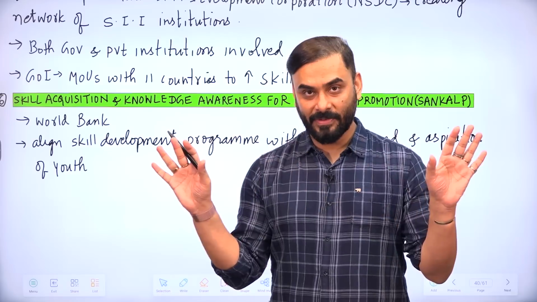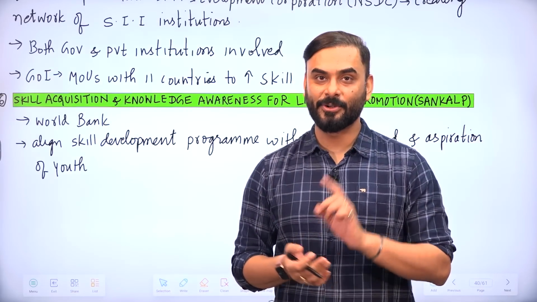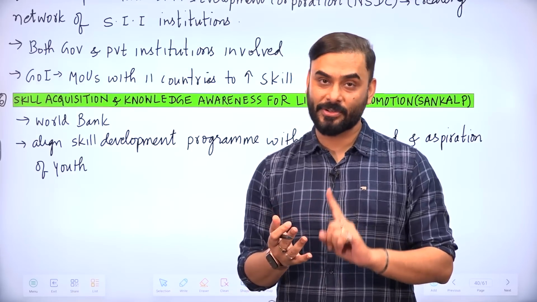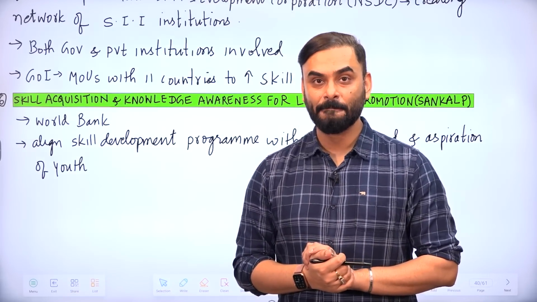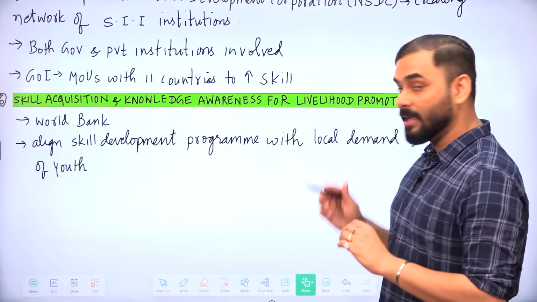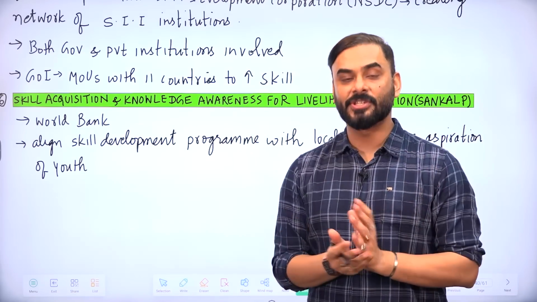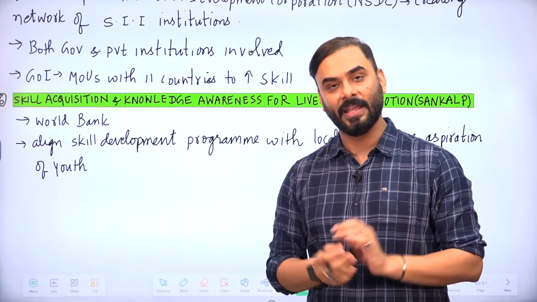So coordination between various skill related programs. Number two, instructors. Number three, infrastructure. And number four, designing the course for skill development in India. So this program called Sankalp tries to create such a system whereby all these things are taken care of.